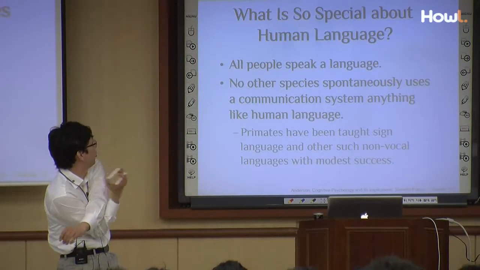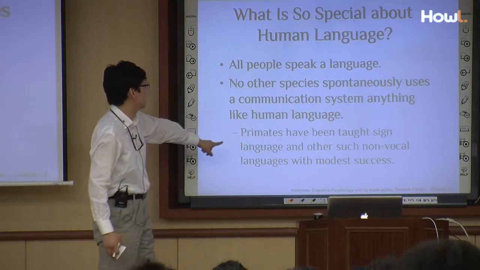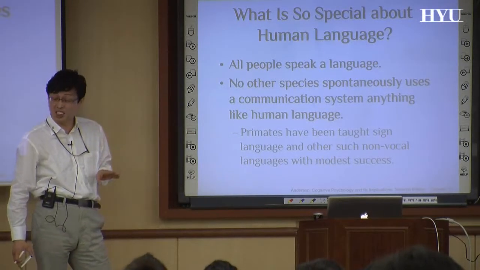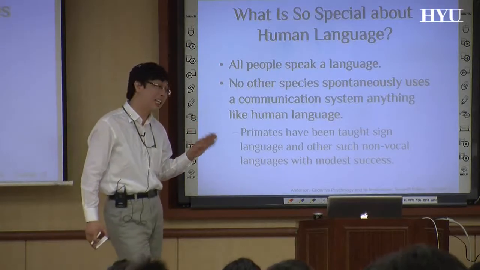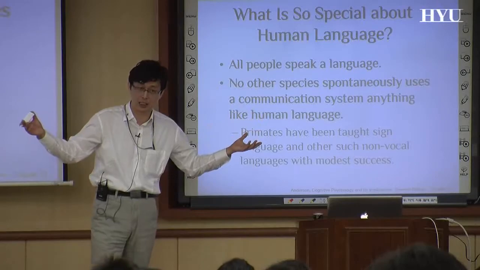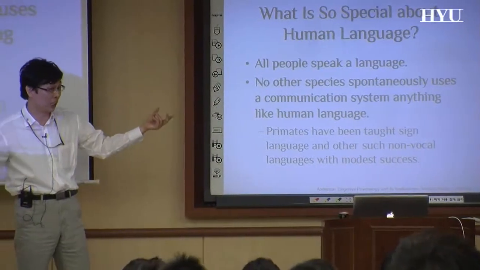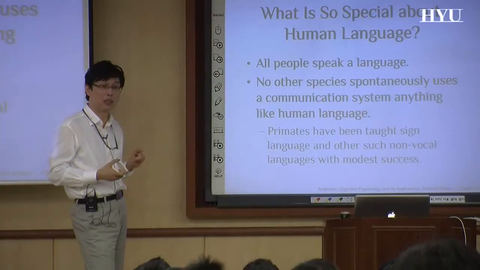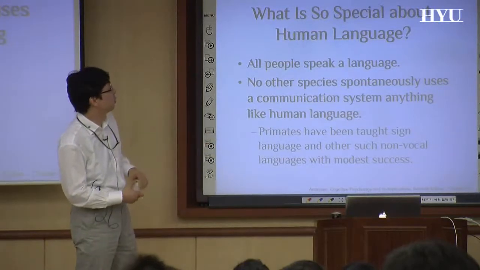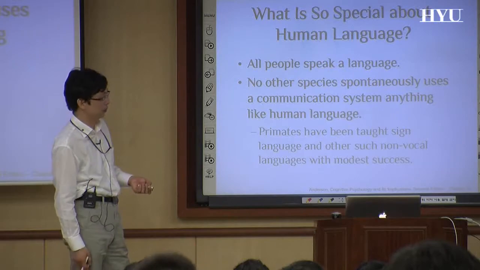This one is another thing from our textbook. Primates, like chimpanzees, have been taught sign language and other such non-vocal language with modest success, but we can't say the same of Kanzi's success, because Kanzi can understand sentences, communicate with us, interact with us, and he can even make new sentences with the lexigram, right? So that is why Kanzi's experiment is so special. But no other species generally, spontaneously uses a communication system like human beings.